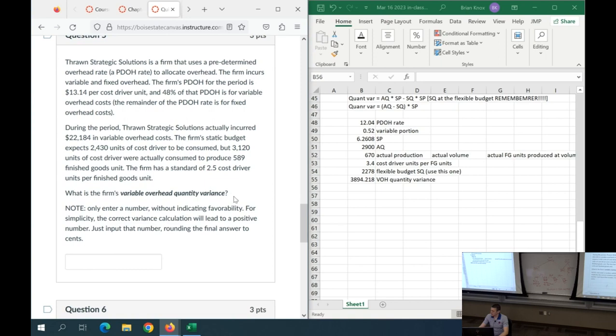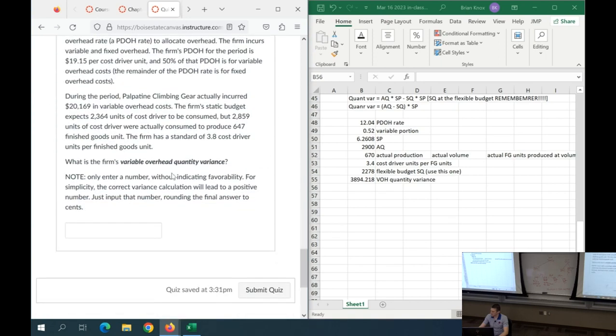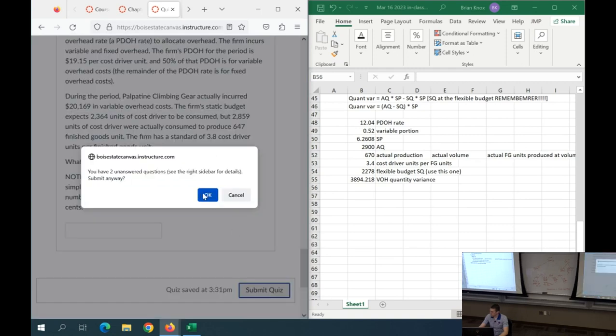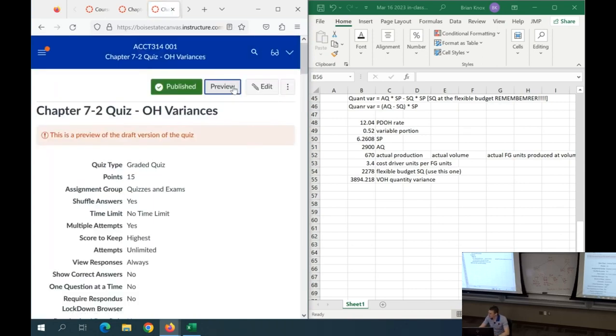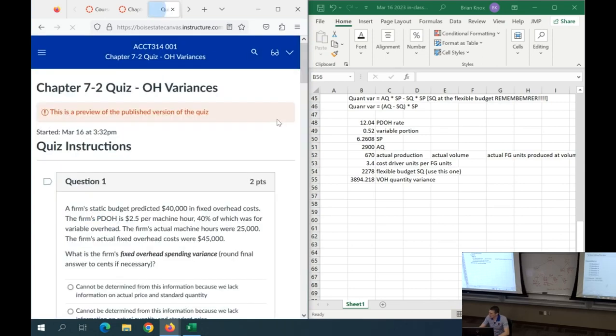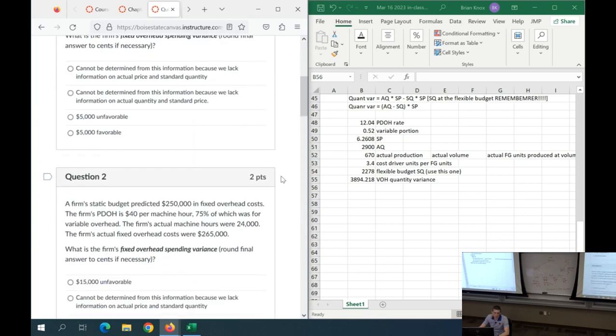There's another question that's very similar, asking the same thing. And another one that's very similar. Oh my goodness, we rolled all VOH quantity variances here, which was not the one you'd asked for. So let's see if we can find, do you still want to see something, a variable overhead price variance question?